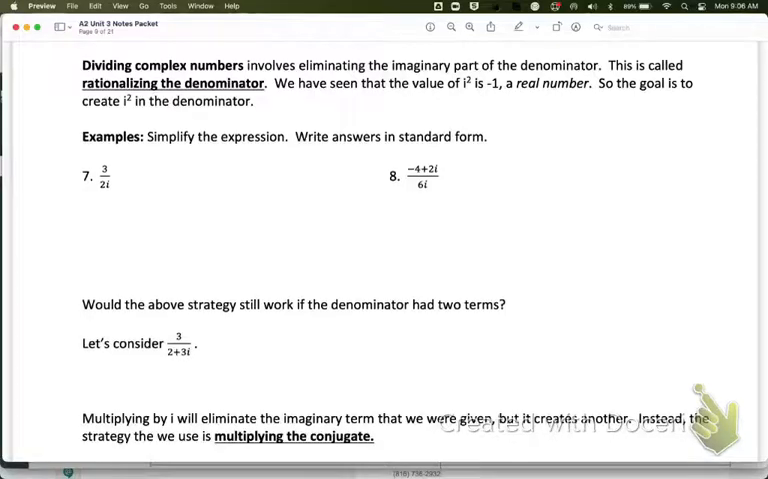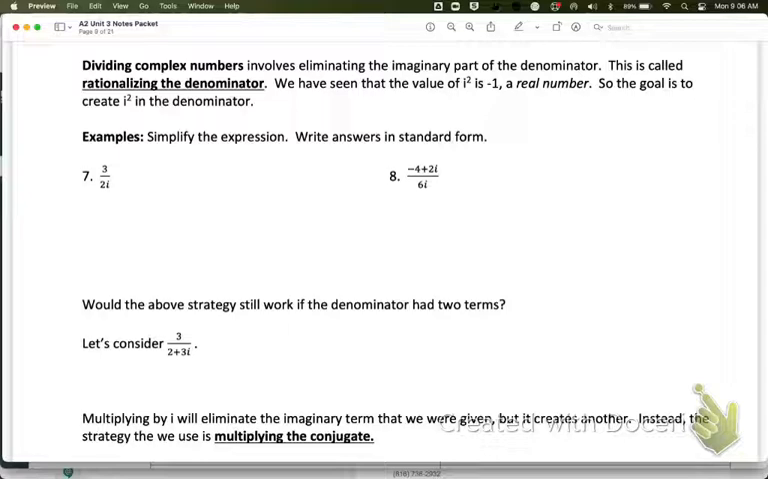Dividing complex numbers is a little bit trickier. The goal when we divide complex numbers is to eliminate the imaginary part of the denominator. This is called rationalizing the denominator. Since we've seen that the value of i squared is -1, that makes a real number. So the goal is to create an i squared in the denominator.